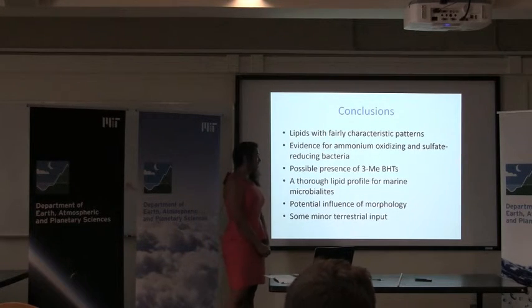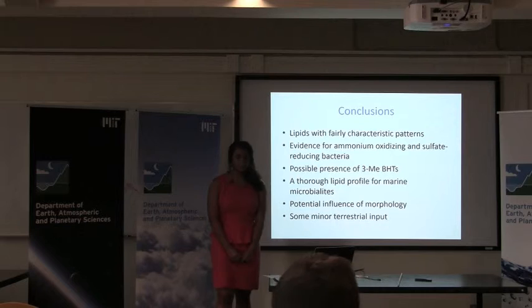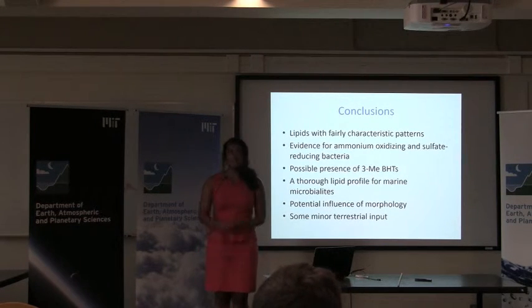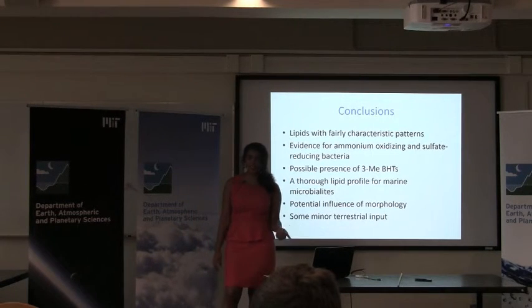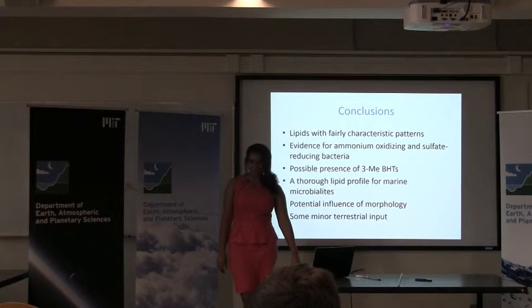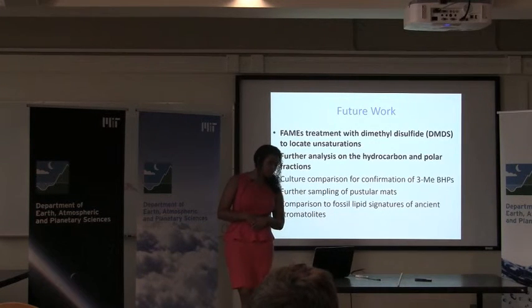And then I also created a thorough lipid profile for the marine microbialites, stromatolites, and microbial mats that were here, which was something that wasn't done for all of these lipids before. And then there's potential influence of morphology, which I found particularly exciting. I think that's something that warrants further study for sure, but there are some clear signatures and clear patterns occurring between the differences in the morphology of pustular and colloform mats versus smooth mats. And then there's potentially this minor terrestrial input, which would be interesting to understand where it comes from exactly. Which leads into future work.